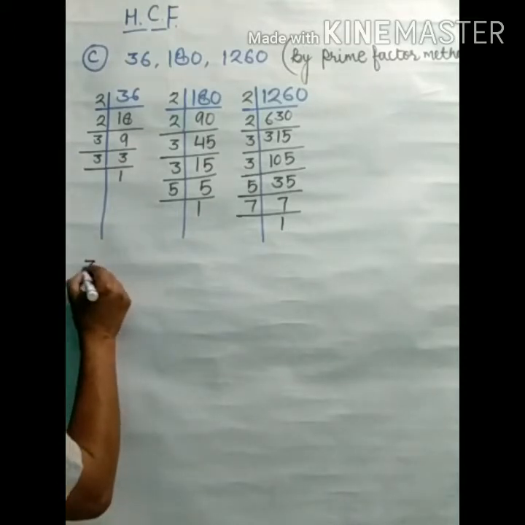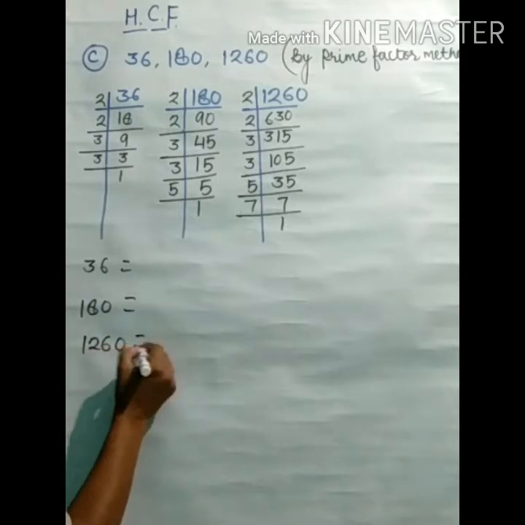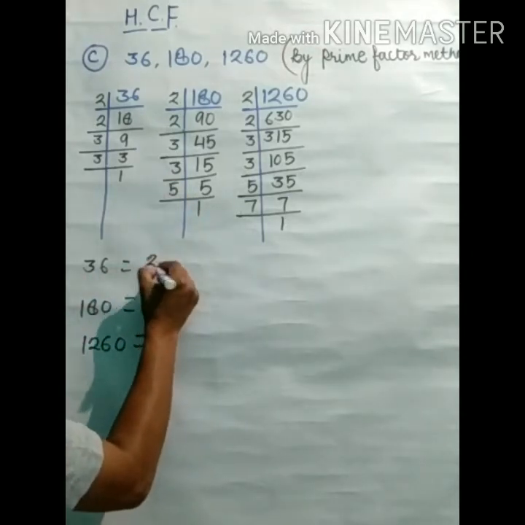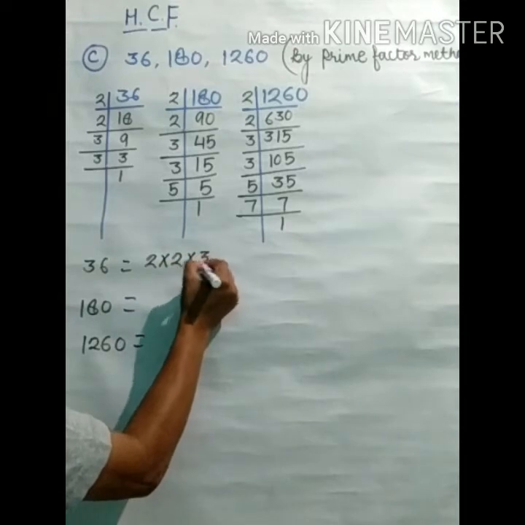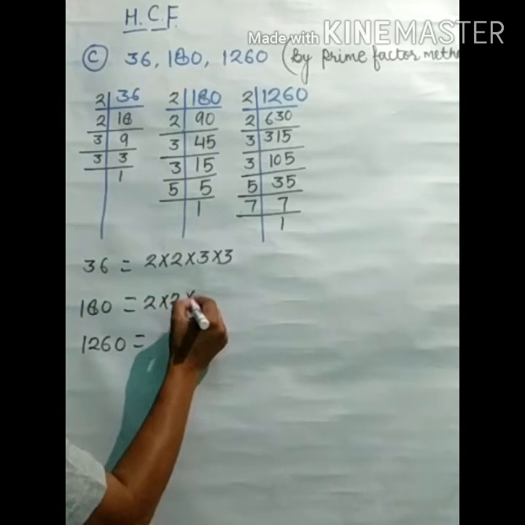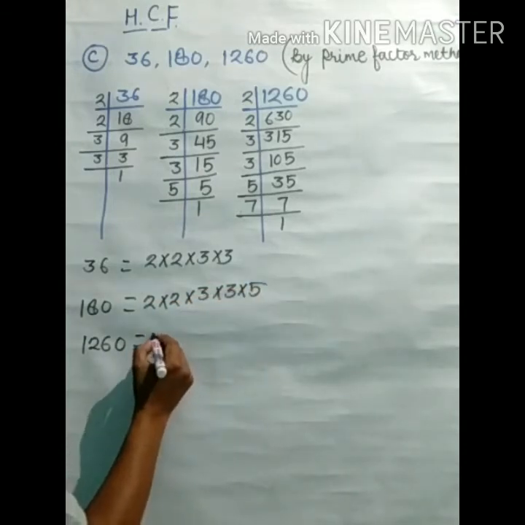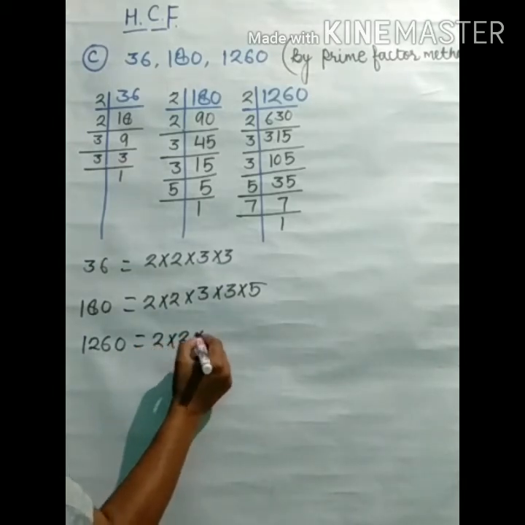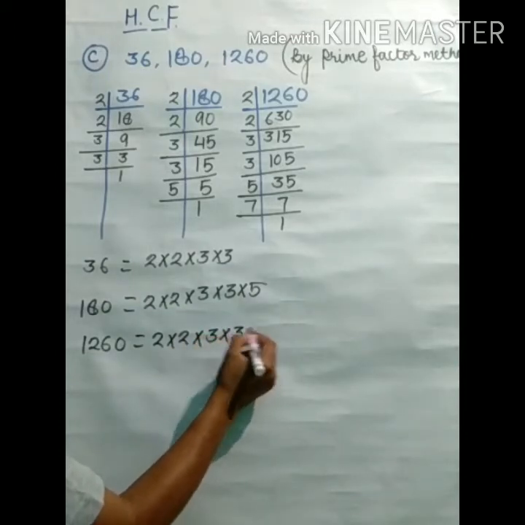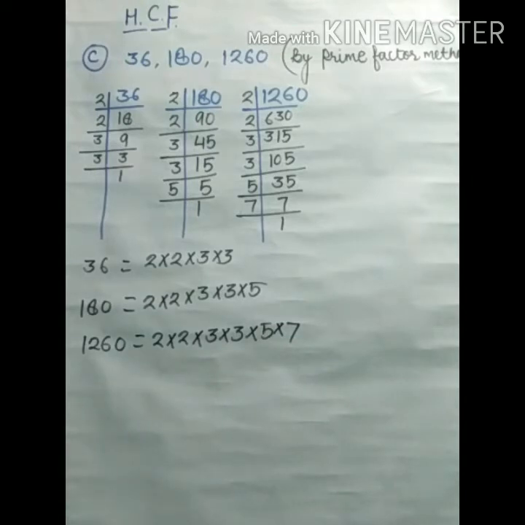Factors of 36, you can write 36 is equal to 2 into 2 into 3 into 3. Factors of 180: 2 into 2 into 3 into 3 into 5. Factors of 1260: 2 into 2 into 3 into 3 into 5 into 7. Now we will see the common factors.